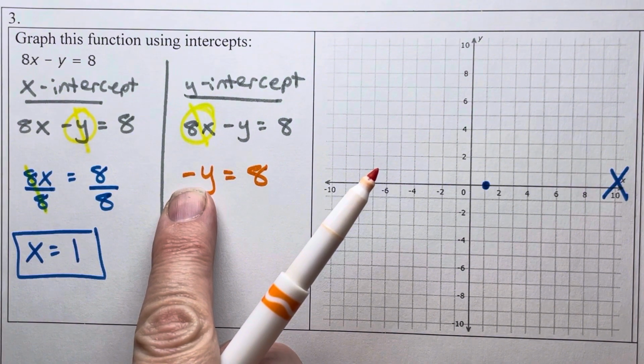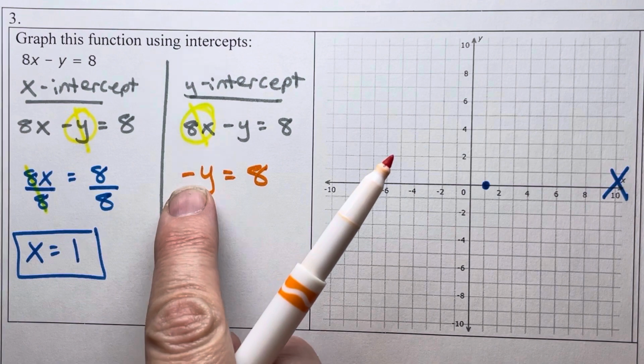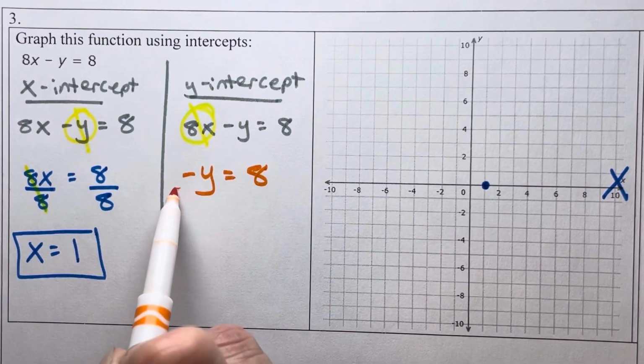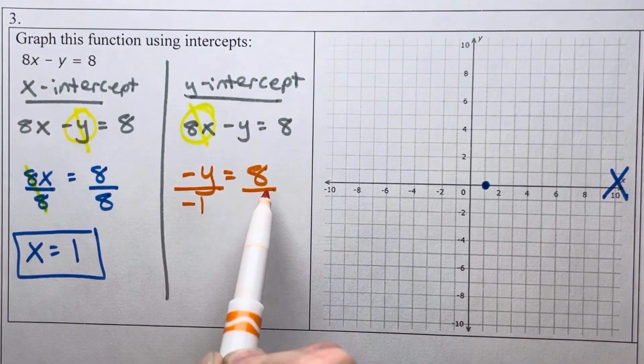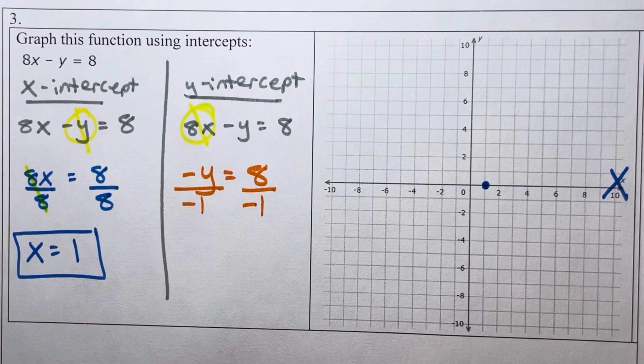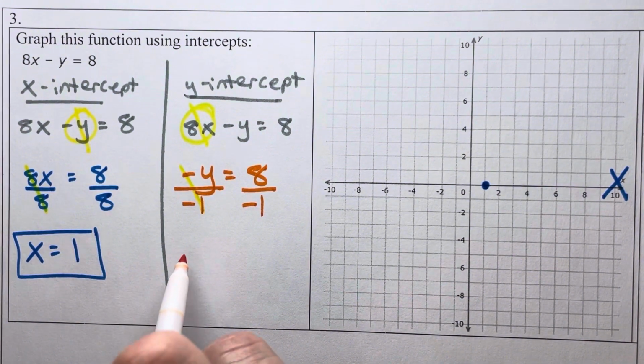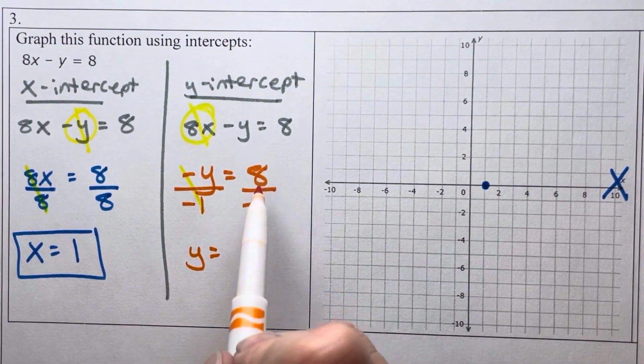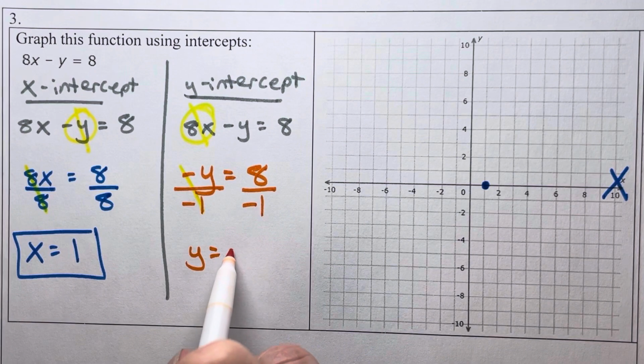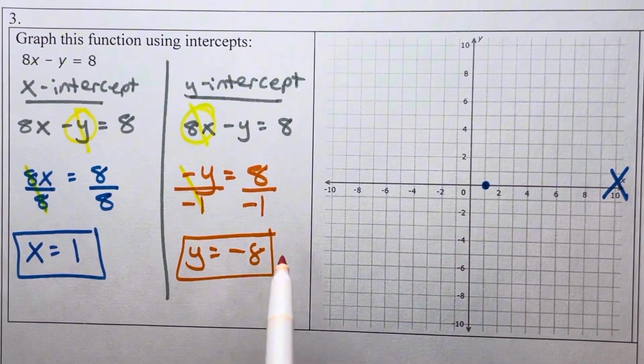Actually there is. Because there's a minus, there's a negative. That is an understood negative 1. And we are not allowed to call this process done until not only is that y alone without a number in front of it, but it's also positive. As a result, 8 divided by negative 1 is negative 8.